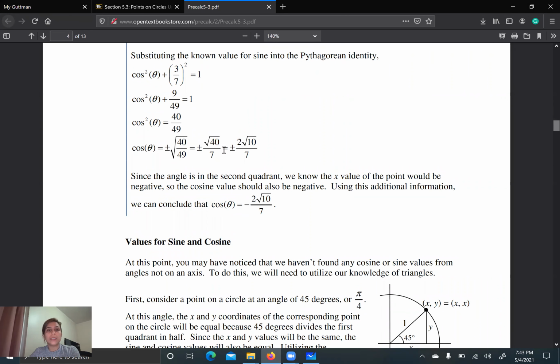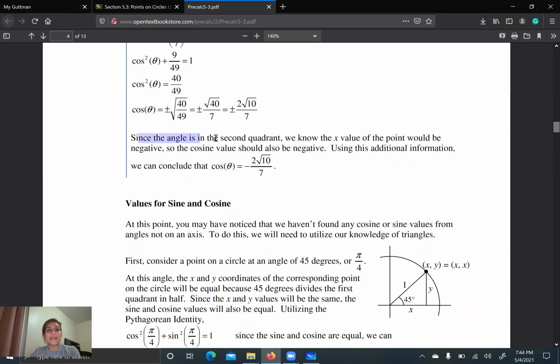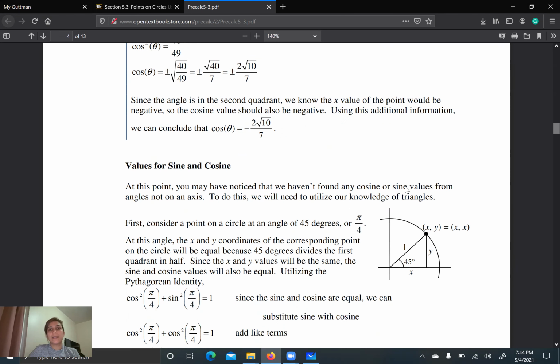Oh, by the way, you can simplify 40. 40 is 4 times 10. The square root of 4 is 2. Yes, you can say it as 2 times the square root of 10 over 7. But make sure you carry the negative sign. Why? Because the angle is in the second quadrant, and we know that the x value of the point would be negative. So the cosine value should be negative.